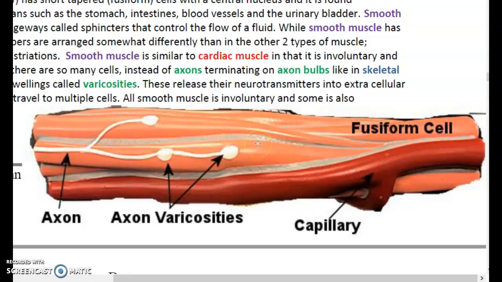And I have a love-hate relationship with these models. I love to hate them. What should be shown is, yeah, it goes here and here, then there's another varicosity there, then another one there. So you just have these swellings throughout. So they didn't do a good job of differentiating between the axon bulb and the varicosity.